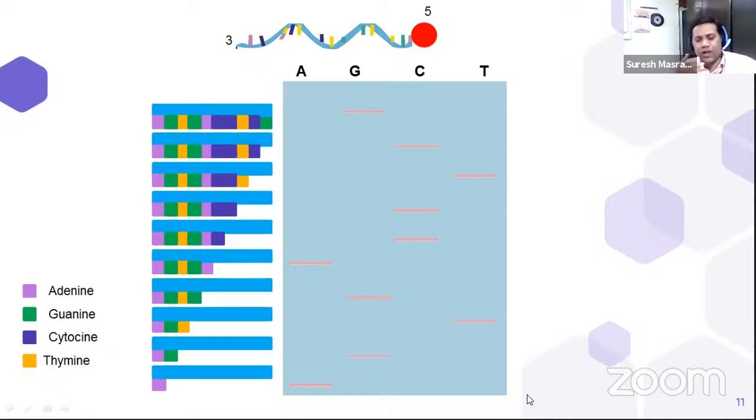Now all the DNA fragments along this gel have an entire single stranded DNA, and attached with this single stranded DNA, there is another strand of DNA which is newly formed during the process of replication.